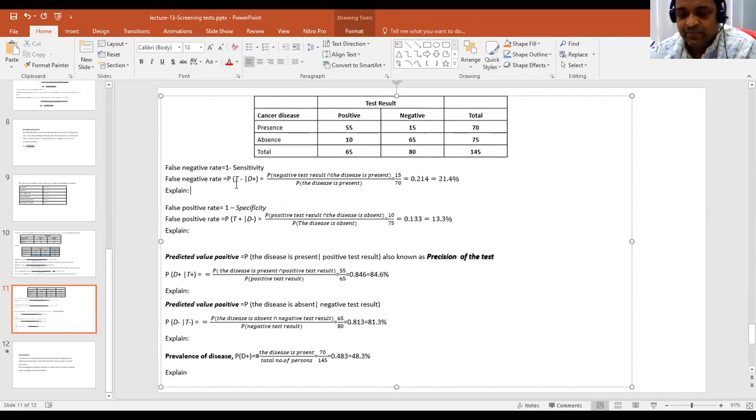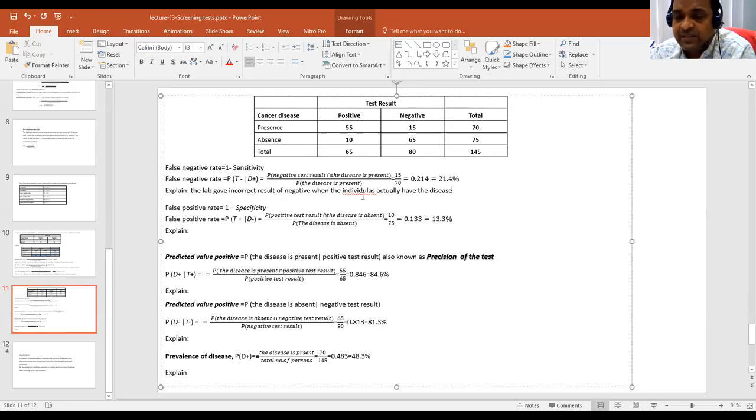What is the explanation? The lab gave an incorrect result, an incorrect negative test result, when the individuals actually have the disease.